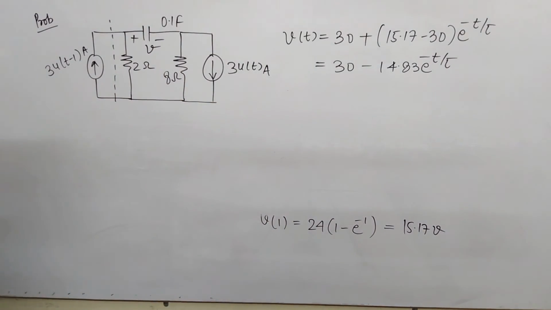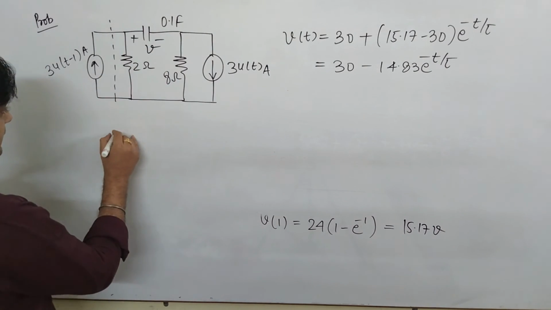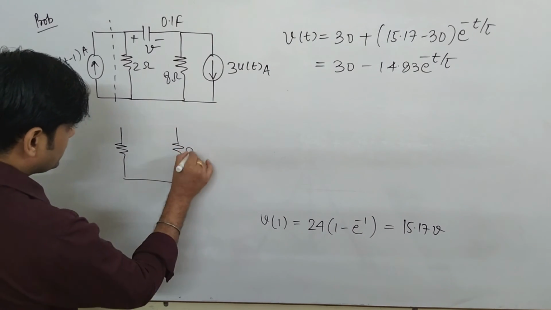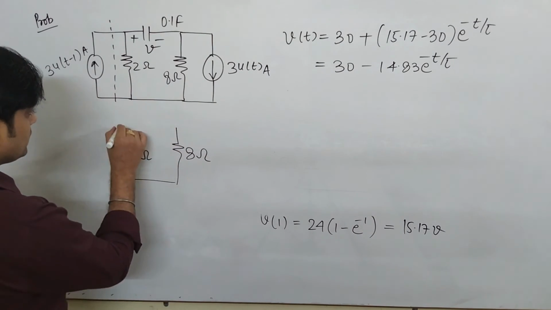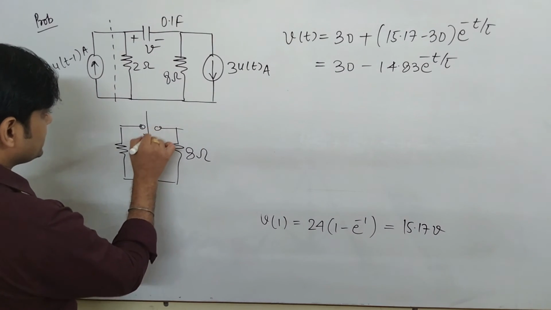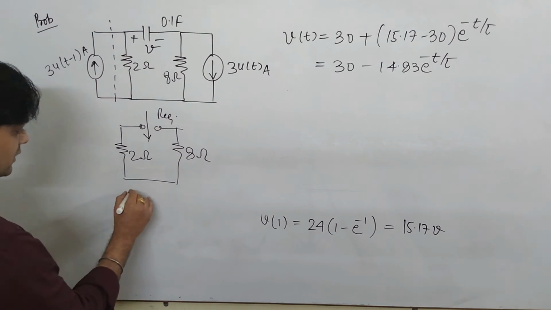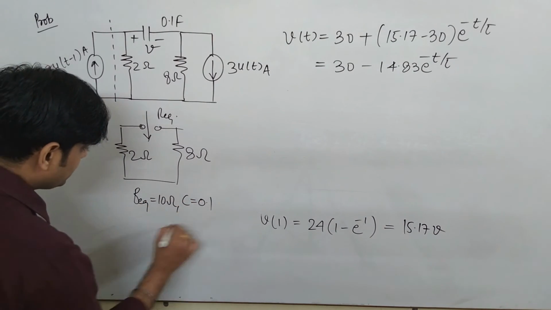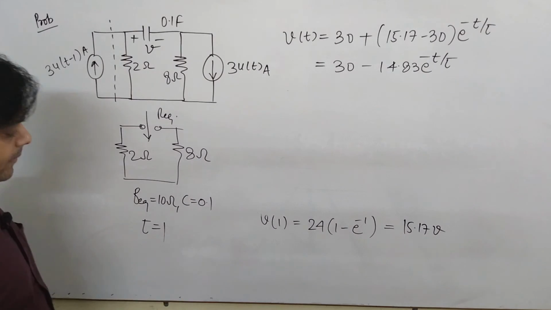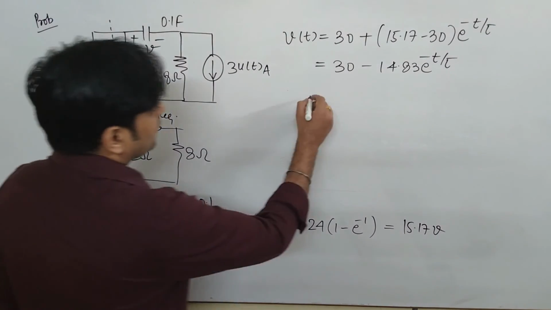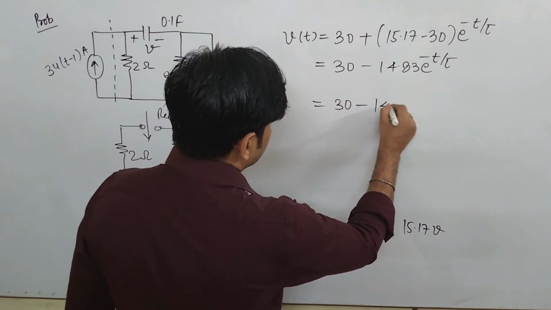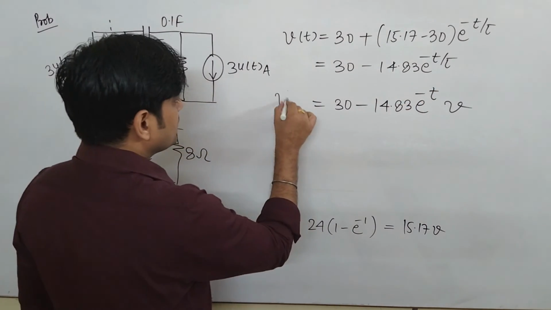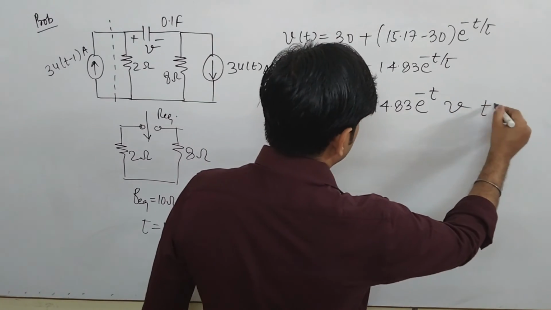Now again, for finding out the value of tau, these two sources will remain open. So this is 8 ohm, this is 2 ohm, and this is your R equivalent. R equivalent again remains the same, that is 10 ohm, C is 0.1, so tau comes to be 1 second. So I write this answer as 13 minus 14.83 e to the power minus t, in volts. This is the value of V(t) for t greater than 1.